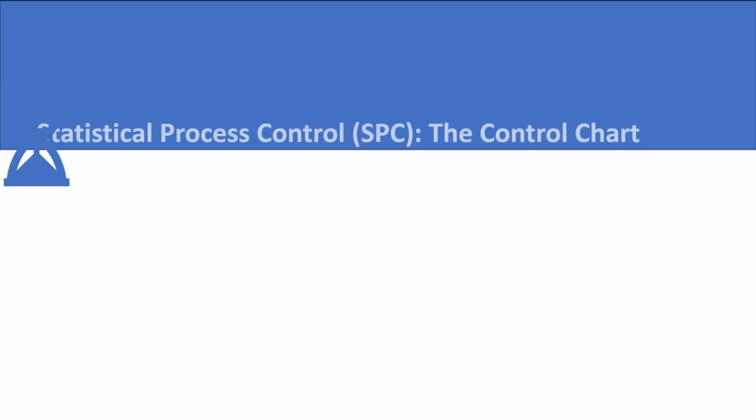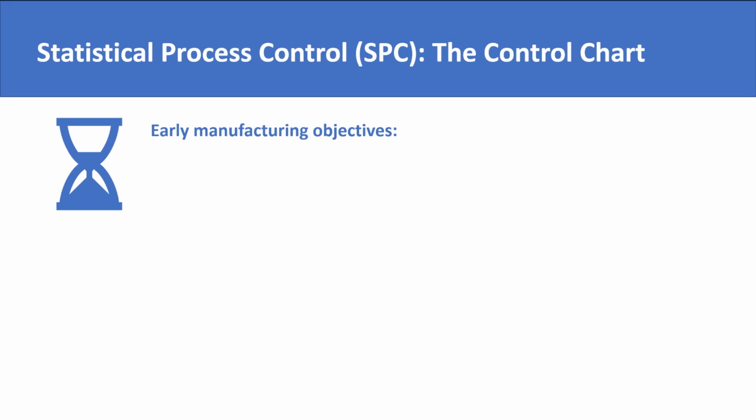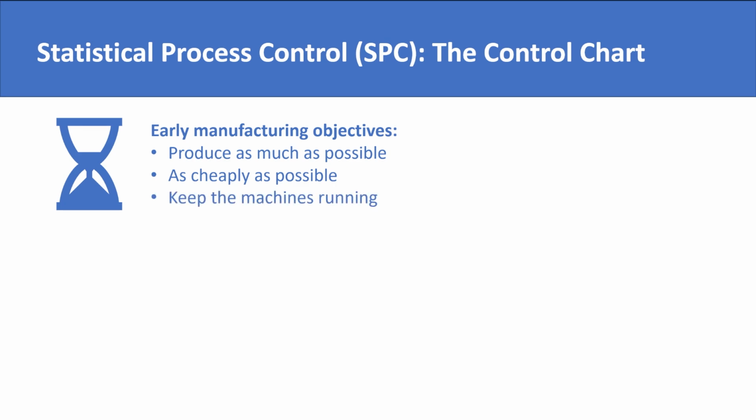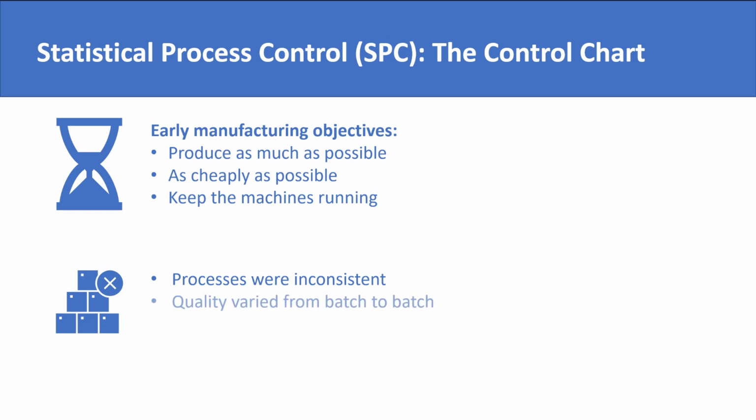In the early days of industrial manufacturing, the objective of a process was often defined narrowly. It was to produce as much as possible, as cheaply as possible, and just keep the machines running. Processes were inconsistent, quality varied from batch to batch, and deviations were often seen as uncontrollable.